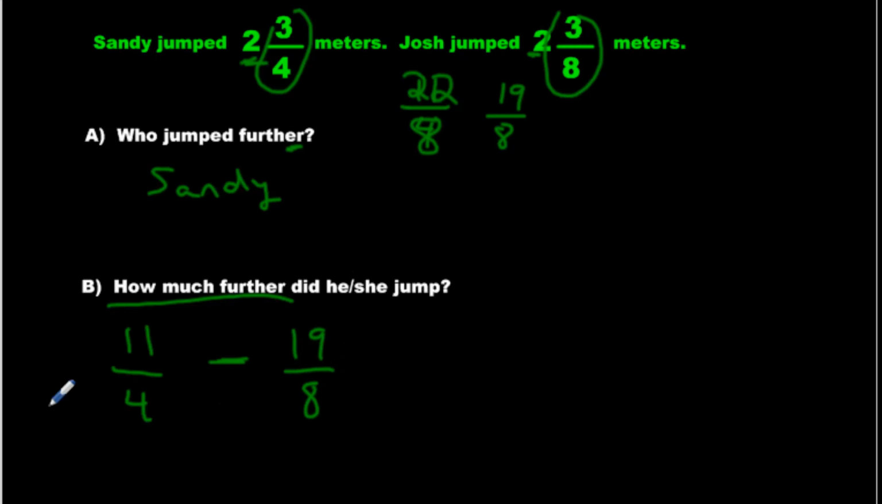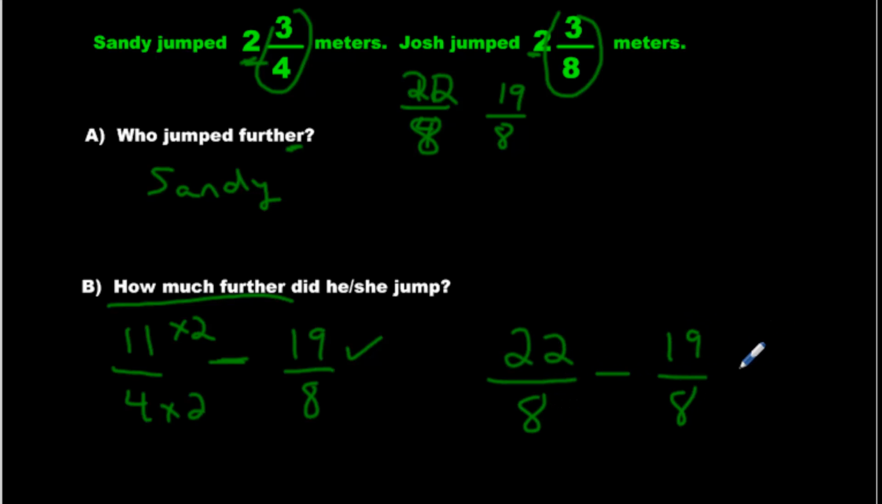We're going to turn these into common denominators. So this one will be times 2 times 2. This one we'll leave alone. This one's fine. It's 8. This one will be times 2 times 2, and that would make 22 out of 8. Subtract 19 out of 8. And what does that make? 20, 21, 22. 3 out of 8. We've got our answer. 3/8 of a meter more. Sandy, here she is. How much further did she jump? She jumped 3/8 of a meter more than Josh did. Think about that a little bit.